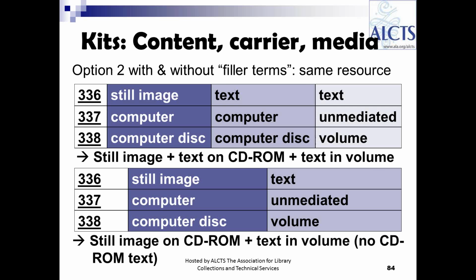Both of these examples are ways to represent a CD-ROM with still image and textual content, and then it has an accompanying textual guide. Without the duplication of the terms text and computer disk in the first example, which I think of as filler terms to fill out a grid, a computer would come to an incorrect conclusion about the content. This is shown in the second example, where the computer could conclude that there were only images on the CD and completely miss the textual aspect. This particular problem is particularly acute with computer carriers.